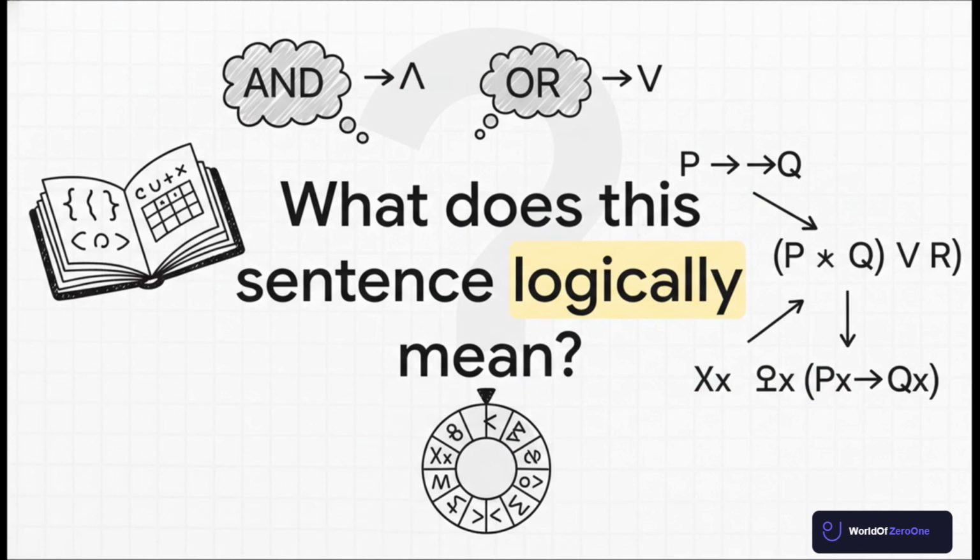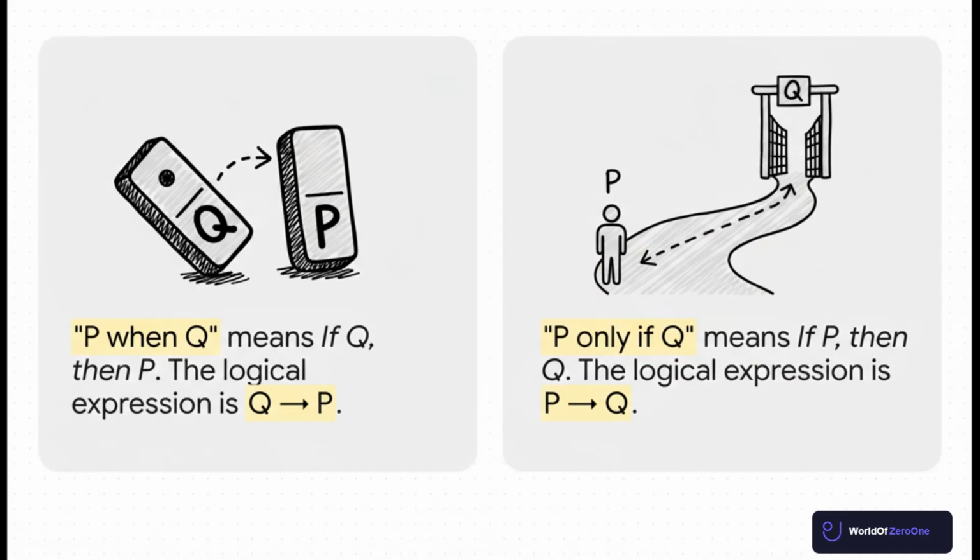The real puzzle here is, how do we translate this from English into the precise language of P's and Q's? It turns out certain words and phrases in English have very specific logical meanings, and knowing them is really the key to clarity. Here are two of the most common ones you'll run into. The phrase P when Q actually translates logically to if Q, then P. The condition, Q, comes first. But if you see the phrase P only if Q, that flips it. That means if P, then Q. That only if introduces the necessary consequence.